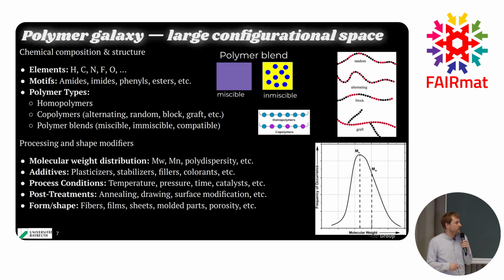We have process conditions, post-treatments, and also forms matter, like if you have a polymer sheet, or polymer film, or polymer fiber, or whatsoever. They all somehow change it. So you can see that this configuration space is just immense. It's super large. So you have no chance at all to search it by experiments because we don't have time. So we need to accelerate it.